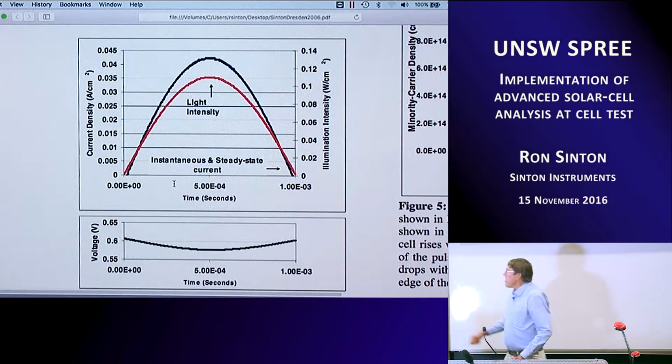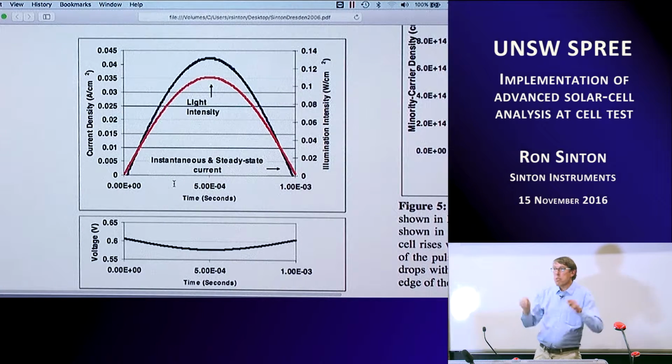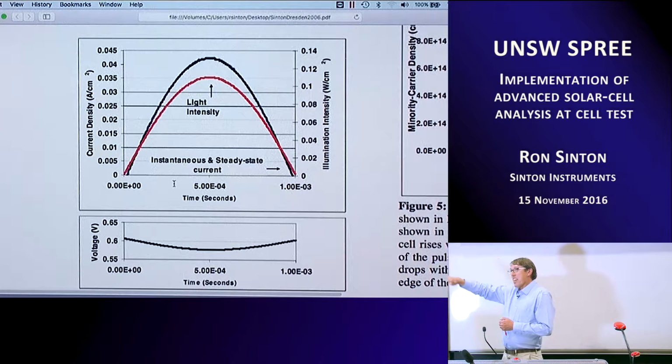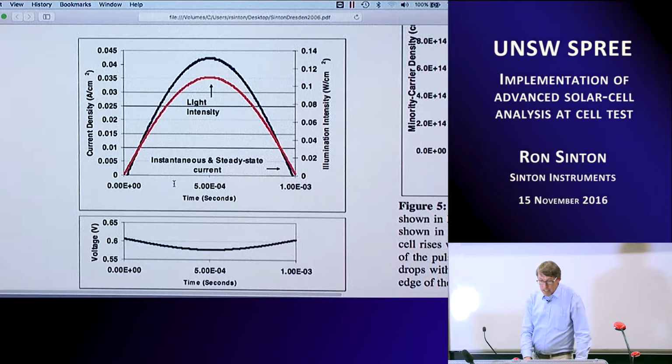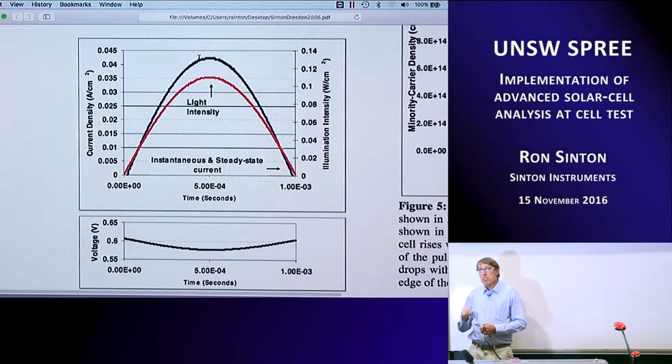you actually modulate the voltage. And I show the voltage on the lower graph here. And instead of holding it constant at 0.6 volts, the maximum power point at the terminal, you actually modulate it in a certain way so that the current density is in phase with the light when you get it perfect. And it also perfectly overlays the steady state current that you would get at each light intensity. So what this means is that you've made your measured result independent of the details of the light transient response.